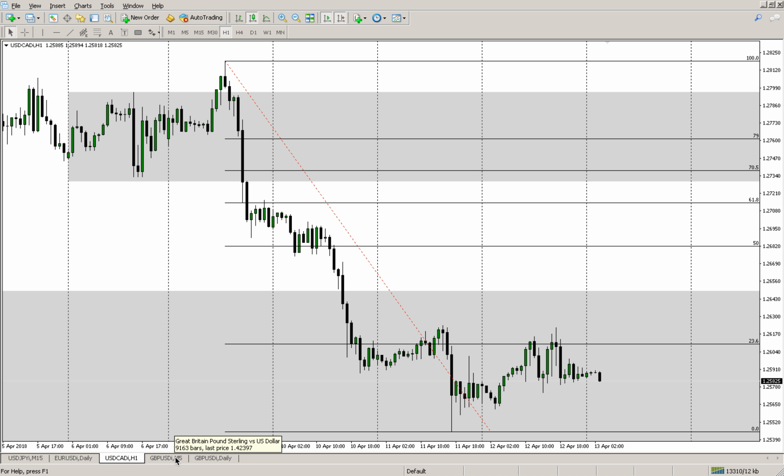And for tomorrow, the main things I'm looking for are potential long opportunities in cable, and seeing if we can get some further selling on the dollar index.